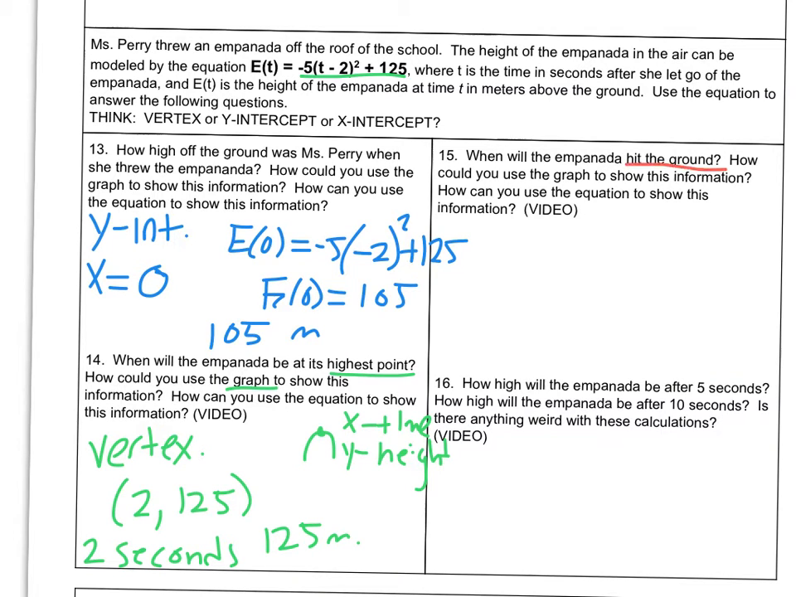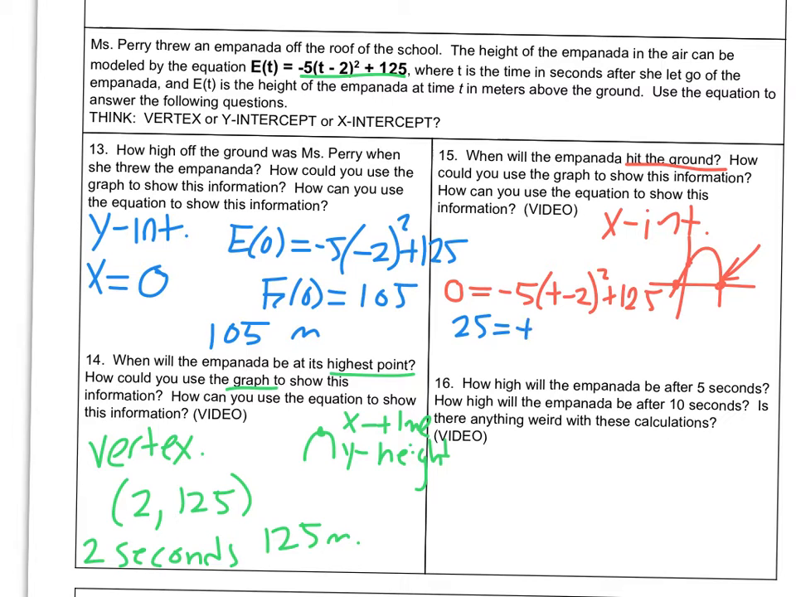When will the empanada hit the ground? Okay, this is an x-intercept question. And we're going to use the graph to show this information. If we're looking at a graph, those are the x-intercepts. Probably that's the only one that matters, because this is probably going to be a negative value. Using the equation, we'd have 0 is equal to -5 times (t minus 2) squared plus 125. If I subtract 125 from both sides and then divide by 5, I get 25 is equal to (t minus 2) squared. Sorry, I did those two steps in one just to make some room here.